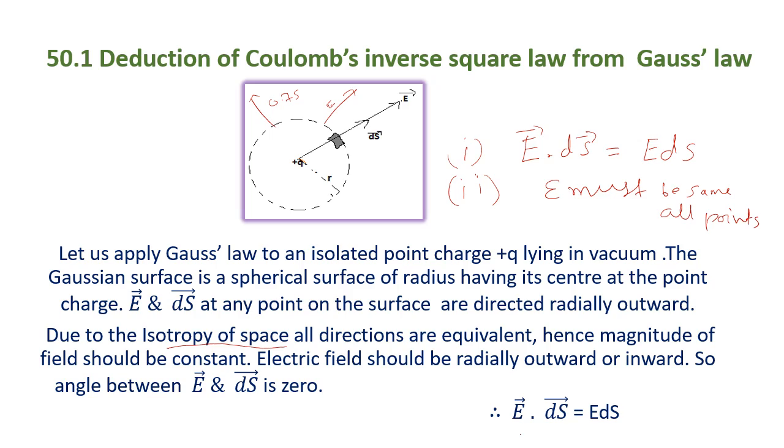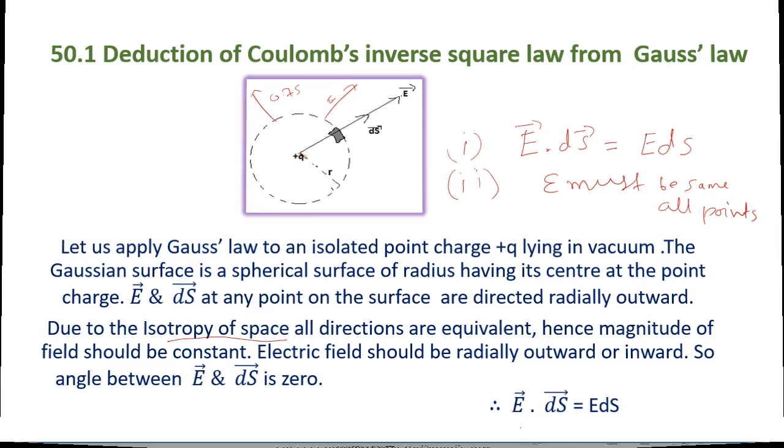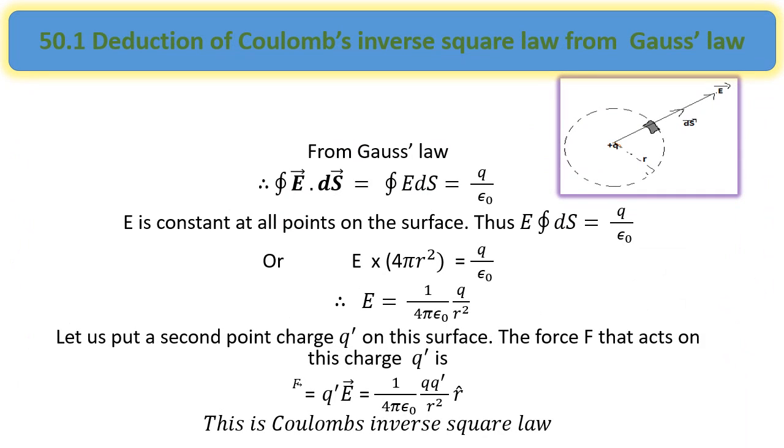Therefore, the closed surface integral through the spherical surface of E dot ds will become the surface integral of E into ds. Now no vectors. From Gauss law, that must be equal to q by epsilon naught. Since E is constant at all points on the surface, only magnitude, not direction, this integral can be written as E taken outside the surface integral, E times the surface integral of ds equals q by epsilon naught.